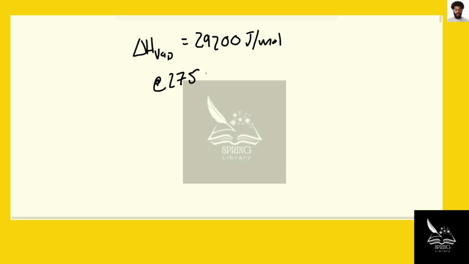Okay, we've been told that the enthalpy of vaporization is 29200 joules per mole, and we've been told that at 275 Kelvin, this particular compound has a vapor pressure of 117 millimeters mercury, and we're asked what the vapor pressure would be at 307 Kelvin.